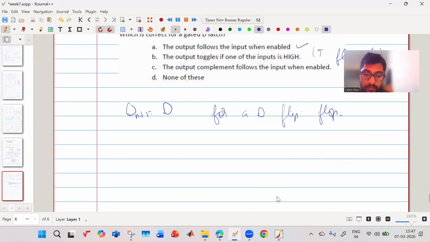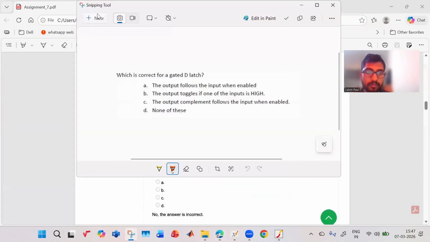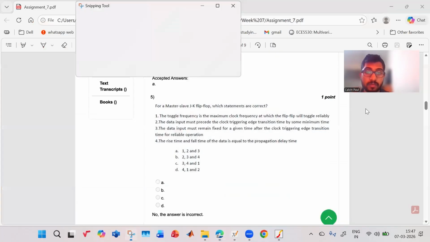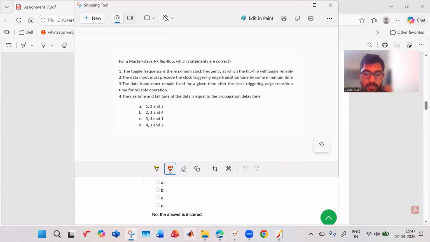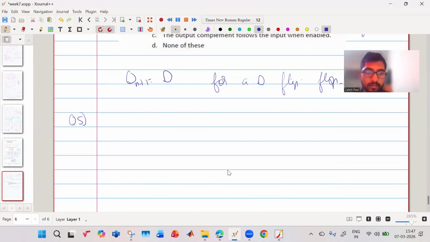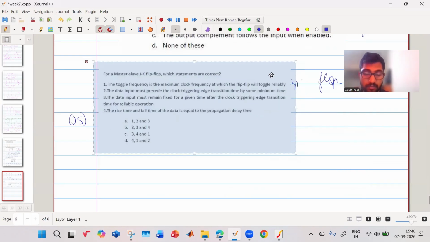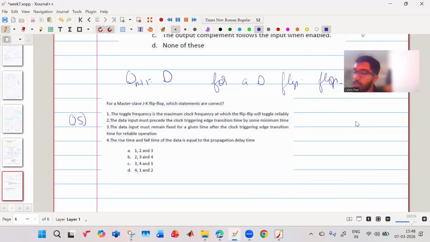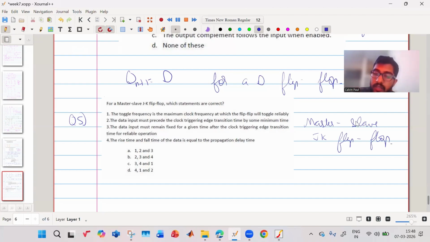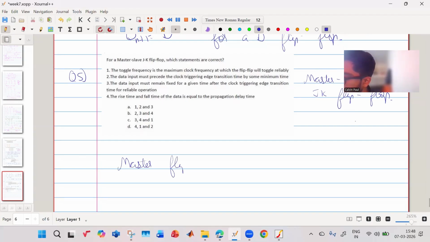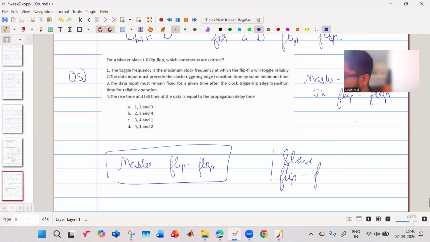Okay, we'll go to the next question. This is question number 5. So it talks about what is known as a master slave JK flip flop. So what does a master slave JK flip flop do? Basically, it has a master flip flop like this over here, and there's a slave flip flop, which is the SR flip flop.